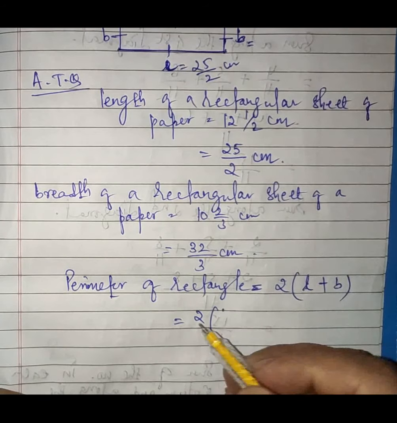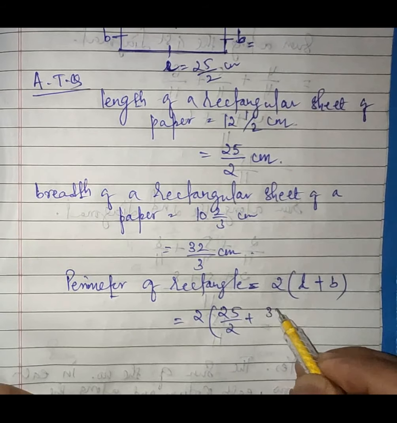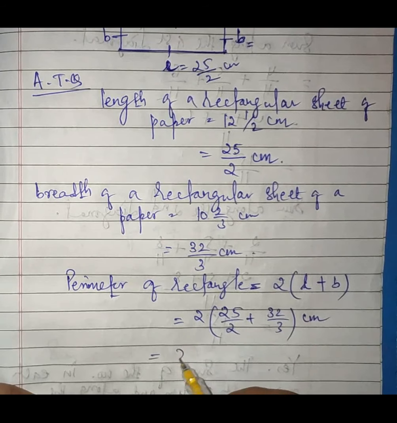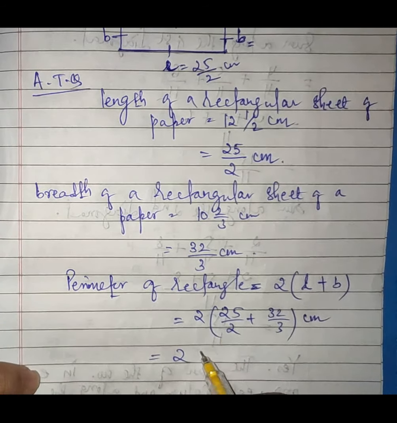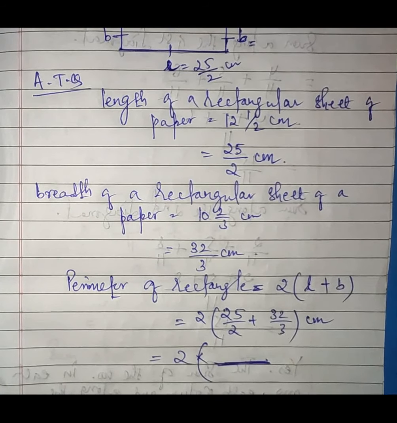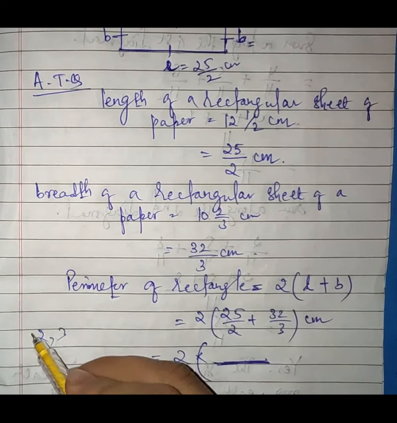So putting the value of length, we have 25 by 2 plus breadth value 32 by 3 centimeter, isn't it? So let's solve for the bracket first. Let's not touch this 2. Okay, so what we are going to do here is take the LCM of 2 and 3, like what we did in the previous class. So we are going to follow that process.